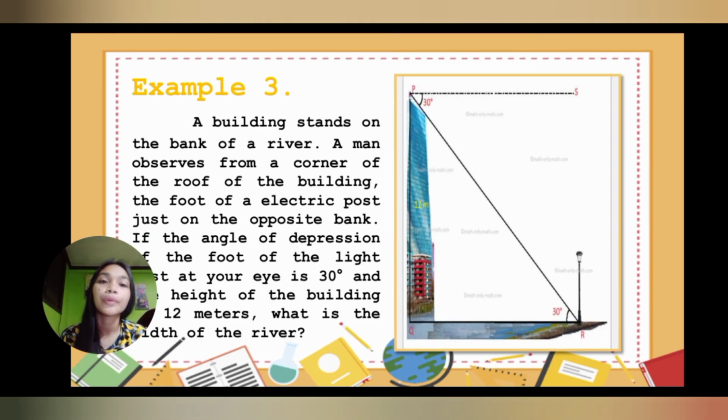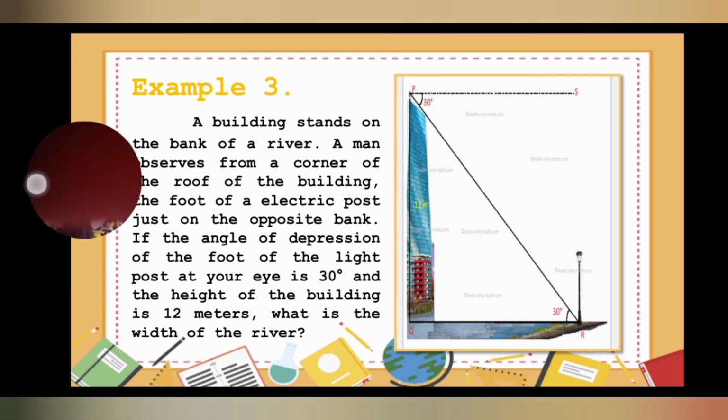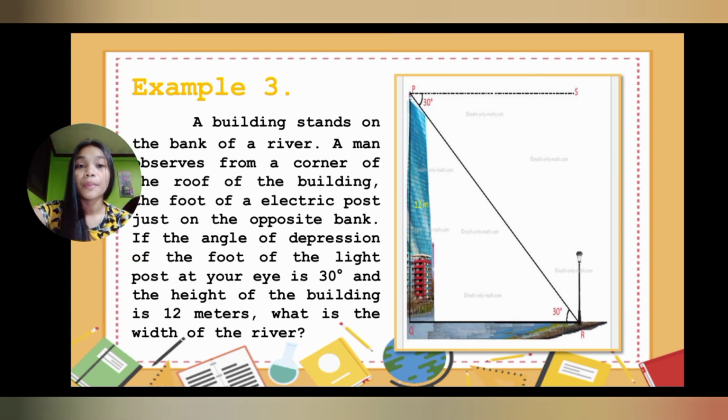Next, our last example. A building stands on the bank of a river. A man observes from the corner of the roof of the building the foot of the electric light post just on the opposite bank. If the angle of depression of the foot of the light post at his eye is 30 degrees and the height of the building is 12 meters, what is the width of the river? So, we need to solve the width of the river.